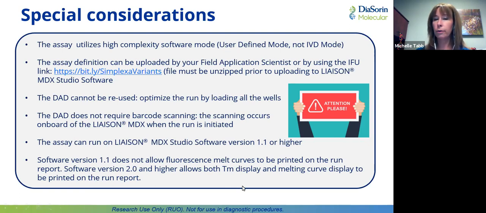I already mentioned the software requirement for 1.1 or higher, and the reason for that in particular is that our software version 1.1 does not allow fluorescence melt curves to be printed on the run report. So if you do want to see those melt curves in a printout, we suggest upgrading to software version 2.0 or higher, which will allow you to see both the melting temperature display and the melting curves themselves, and you'll be able to print those out on the run report.